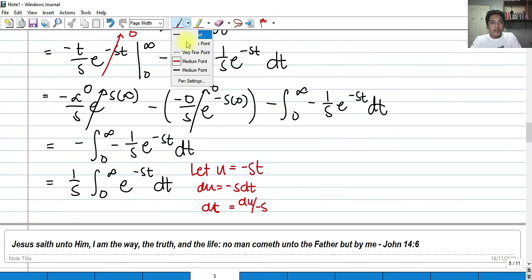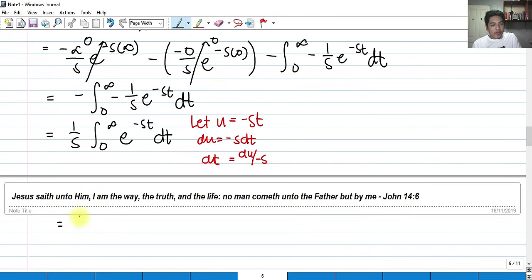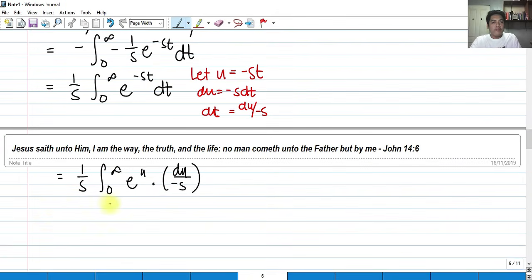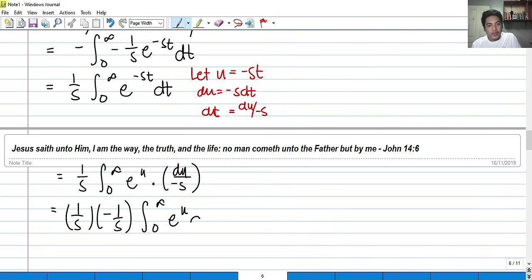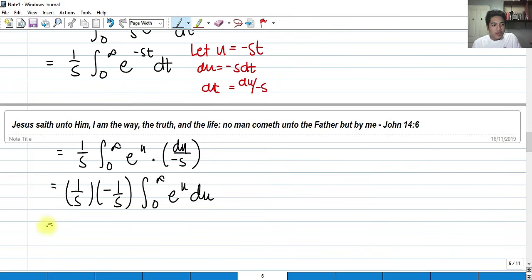So what will happen here is that we have 1 over s, integral from 0 to infinity of e raised to u multiplied by du over negative s. I can factor out negative 1 over s outside of the integral sign. So that would be 1 over s multiplied by negative 1 over s, integral from 0 to infinity of e raised to u du. So we have negative 1 over s squared, numerator times numerator, denominator times denominator. So I have e raised to u evaluated from 0 to infinity.